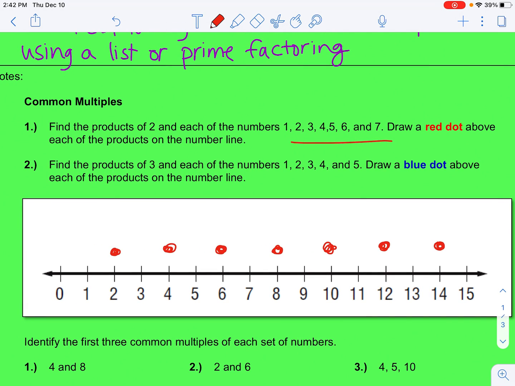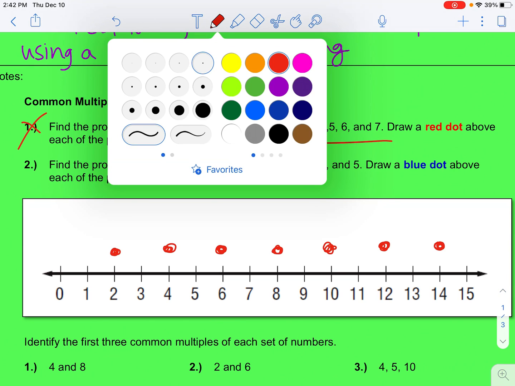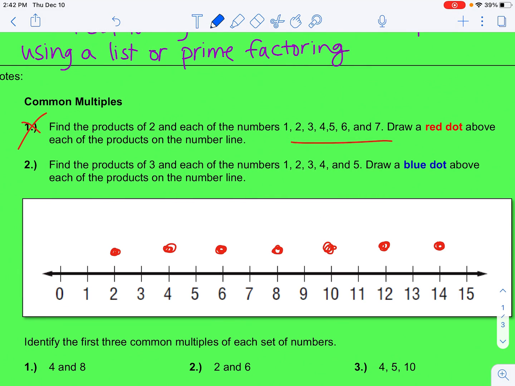Alright, so we just did number 1. Now, number 2, we need to find the products of 3 using 1, 2, 3, 4, and 5 and draw a blue dot above those products. Alright, so 1 times 3 gives us 3. 3 times 2 gives us 6. 3 times 4 gives us 12. Oops, I missed one. 3 times 3 gives us 9. And then 12. And lastly, 3 times 5 gives us 15.